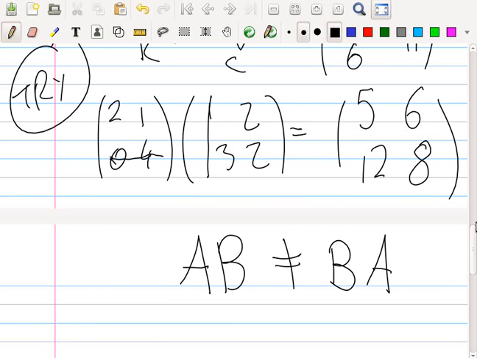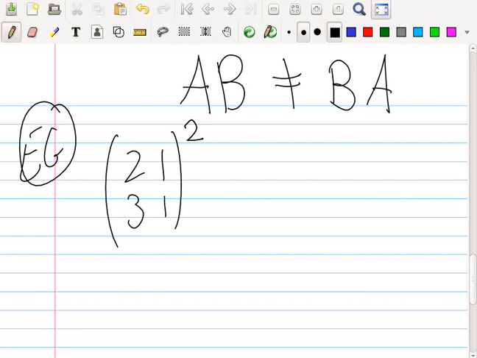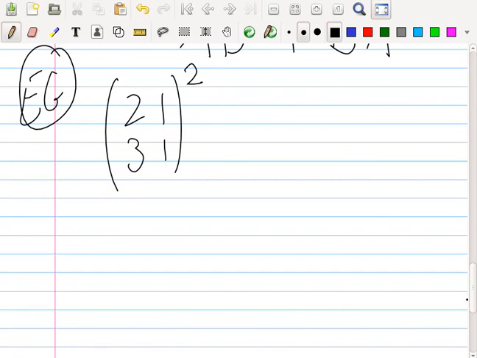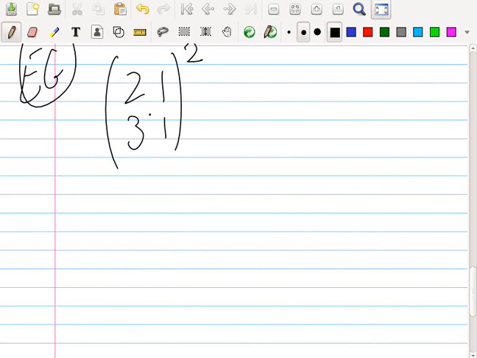One more to do as an example. Who thinks they can tell me how I might do this one? You do it the same way. Multiply by itself. Very good, multiplied by itself. Is that the power 2? Yes, power 2. That's right. So this one as an example.